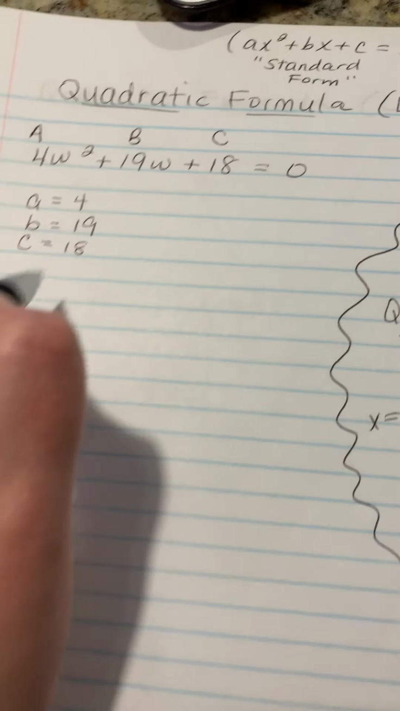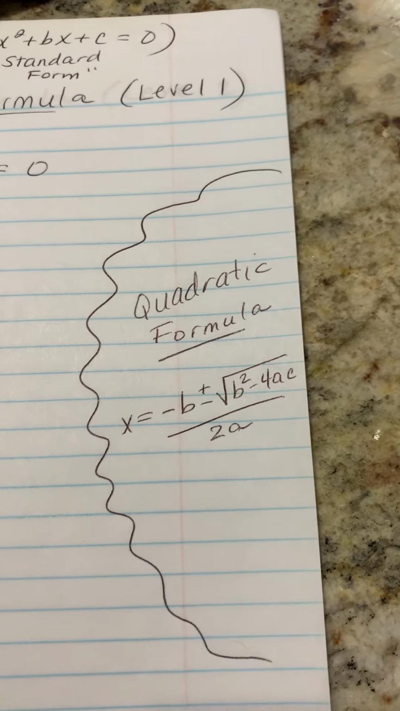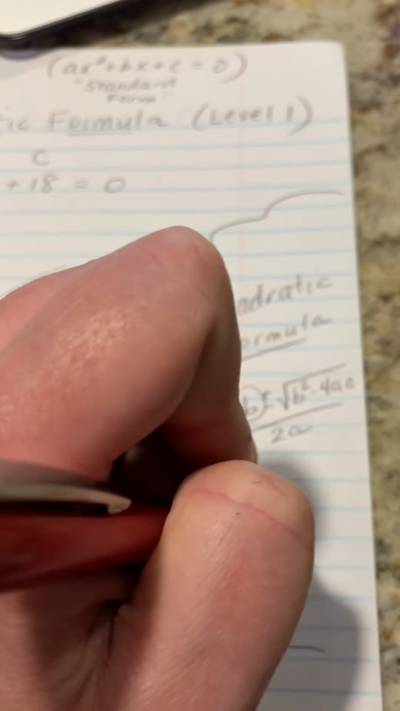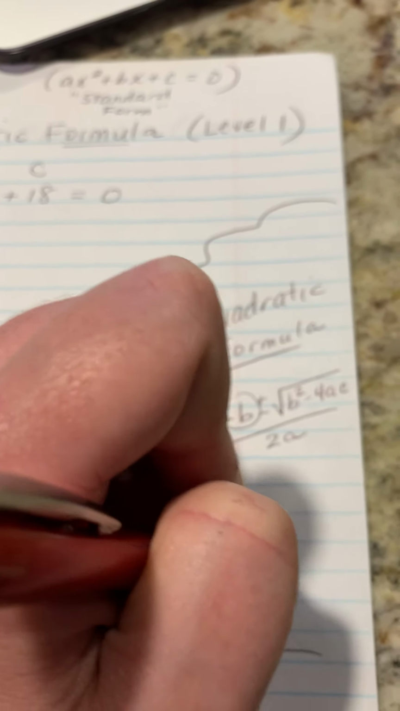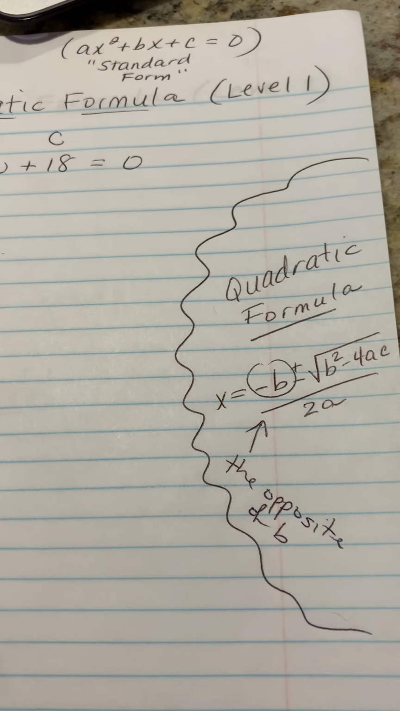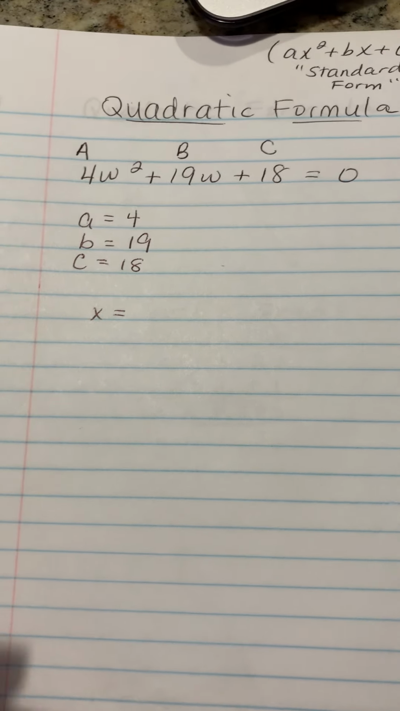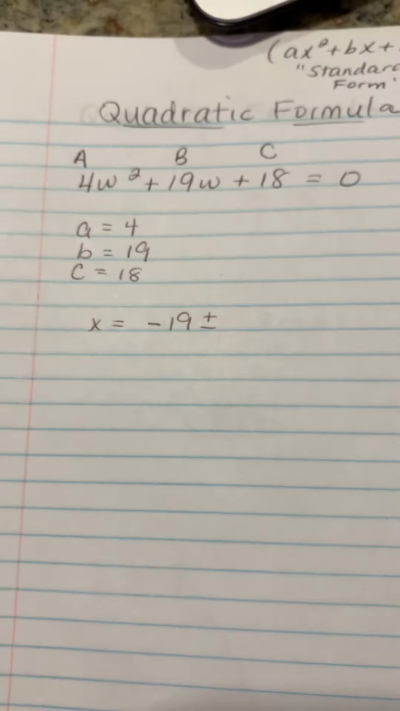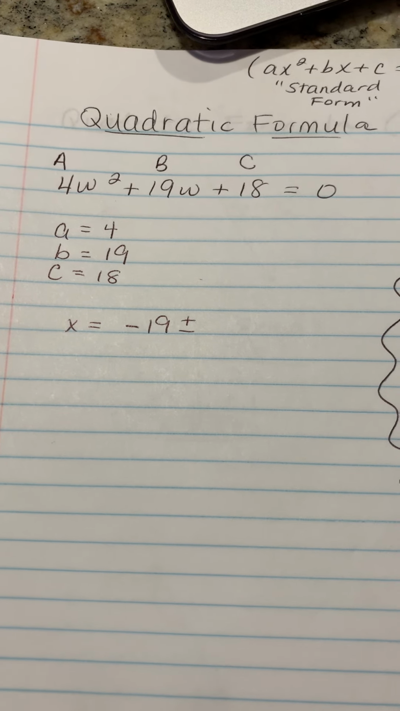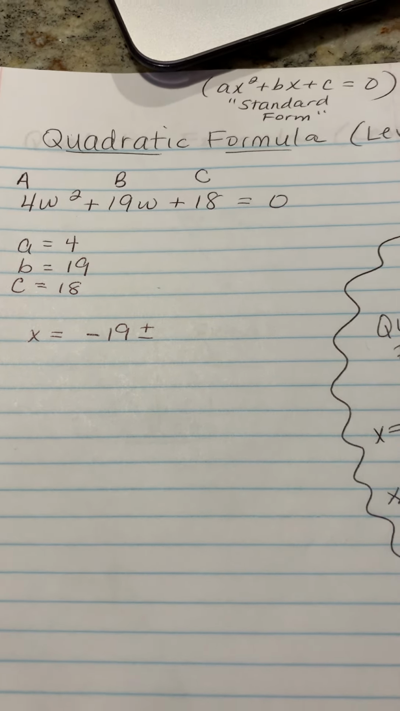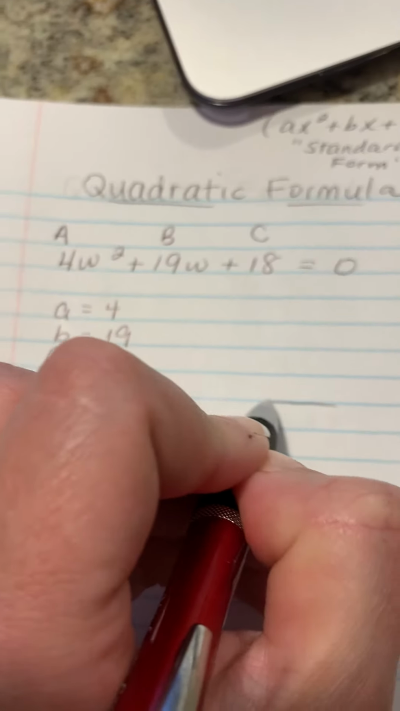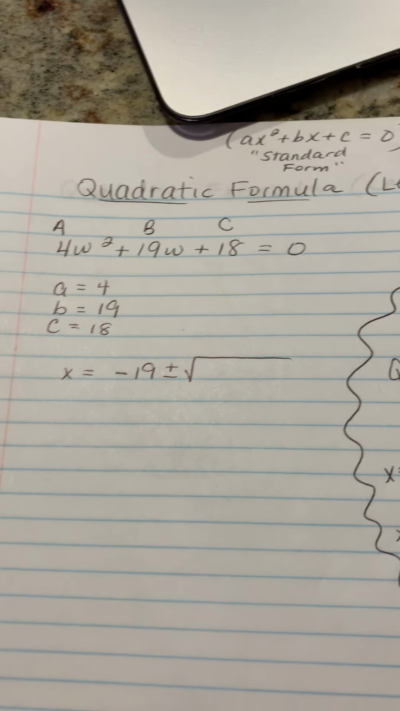So x equals, and the first thing is negative b. Negative b really means the opposite of b. So if b is negative already, you would make it positive. If b is positive, you'd make it negative. In our case, b is 19, so the opposite of b is negative 19. I put it in there. Then plus or minus. Just like with completing the square, you have plus or minus, so you do the same thing with the quadratic formula. Then the square root of b squared minus 4ac.